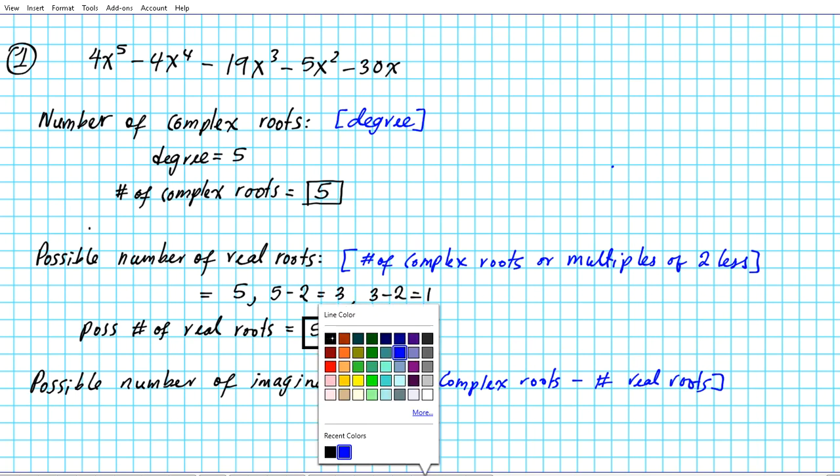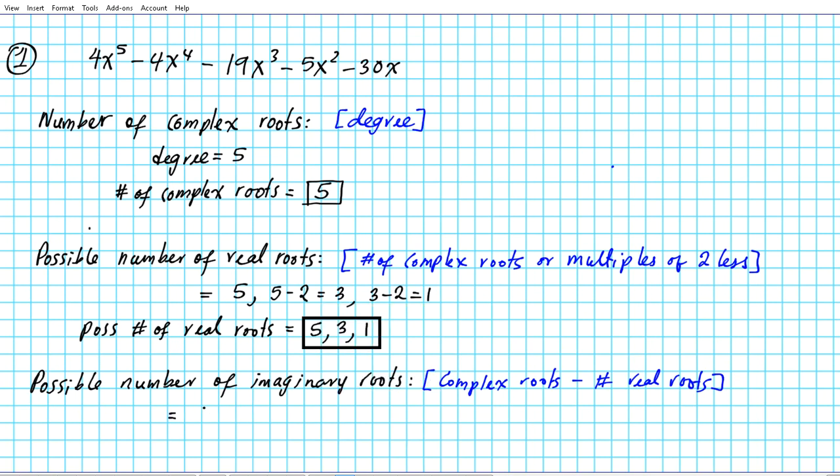So they are going to be, number 1, if you have 5 complex roots, 5 of which are real, so that would be 5 minus 5. If all 5 are real, none are imaginary. Or if you have 5 complex roots, and the other answer we got was 3, and 3 of them are real, then that means that 2 have to be imaginary. If you have 5 complex roots again, and 1 of them is real, then that means that the other 4 are going to be imaginary. Okay? So just by subtracting the possible number of real roots from your complex roots, you get your possible number of imaginary roots. Okay? So the possible number of imaginary roots are simply either none, 2, or 4.